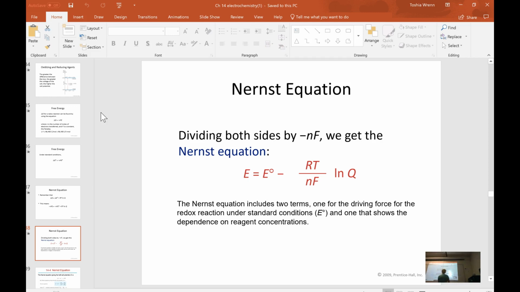What happens to E if I add more sodium ions to the reaction? So I'm increasing the reactants, which means we're decreasing Q, increasing ln of Q. It's getting further away from the standard. Yes. Further away from the standard.